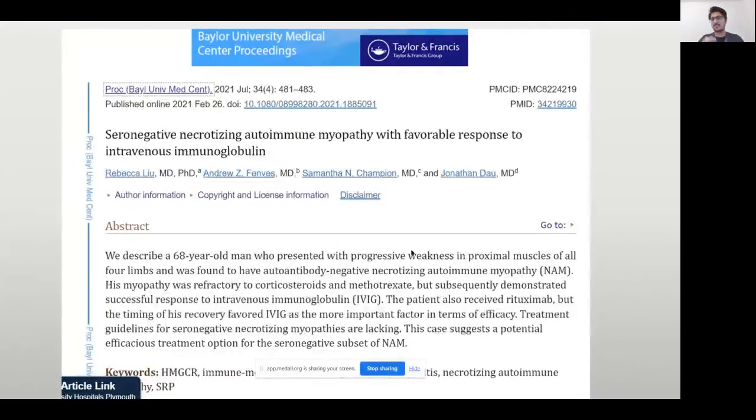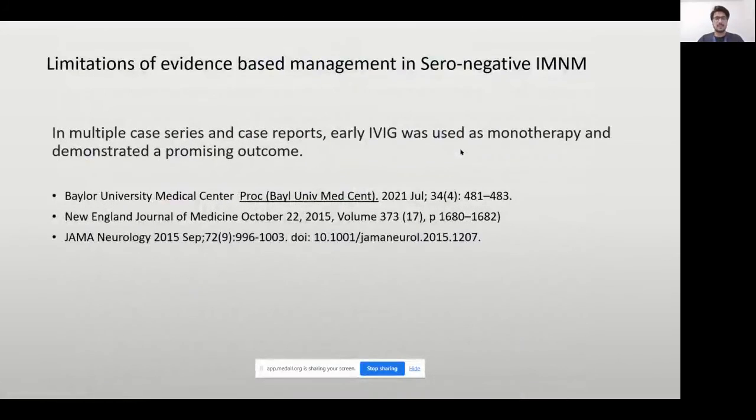And there's one case report that mentioned seronegative necrotizing autoimmune myopathy with favorable response to IVIG. And of course, there are multiple other case reports that have mentioned that IVIG used as a monotherapy has had promising outcomes.